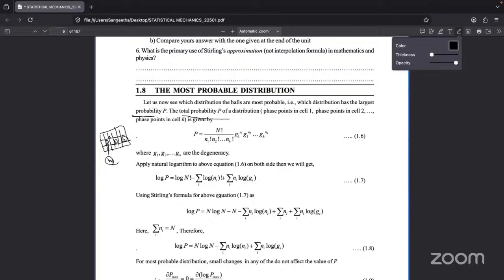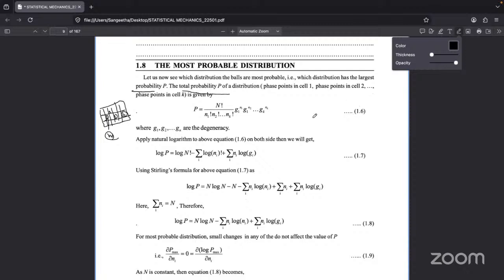Here we will see the probability equation. What is the probability we have? The probability P equals capital N factorial by N1 factorial, N2 factorial, and so on up to Nk factorial, multiplied by G1 to the power of N1, G2 to the power of N2, up to Gk to the power of Nk. This is the formula of total probability, where G1, G2, up to Gk are called degeneracy. Now we will take logarithm on both sides and apply Stirling's approximation to simplify this further.